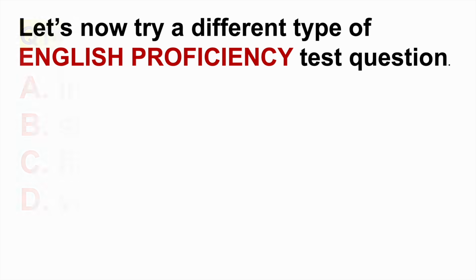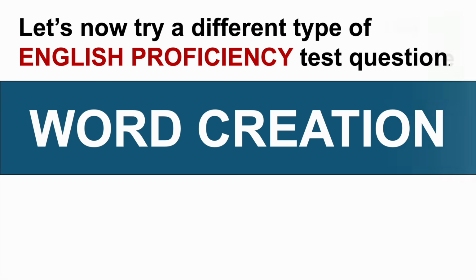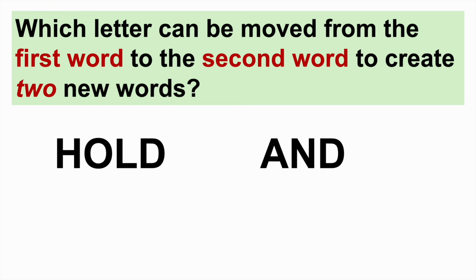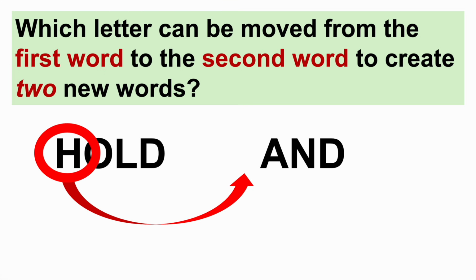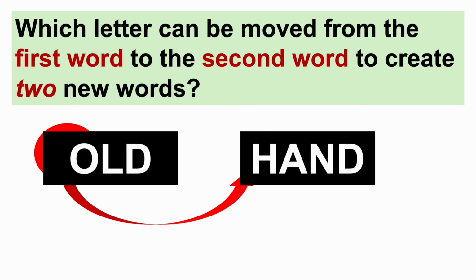Fantastic, well done. Let's now move on and try a different type of English proficiency test question. These are very difficult. This test is called word creation. Let me give you an example. Which letter can be moved from the first word to the second word to create 2 new words? So if I were to move the letter H from the first word to the second, I would have 2 new words. I would have old, and I would have hand.